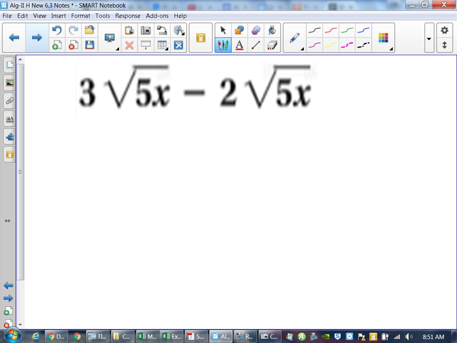In this case, if I have 3 root 5x minus 2 root 5x, what do I get? Root 5x, because I'm just combining like terms. And I go to the next problem.